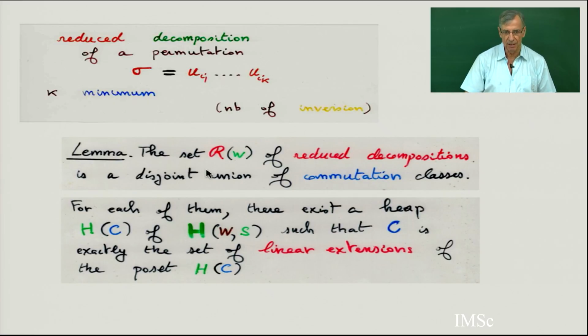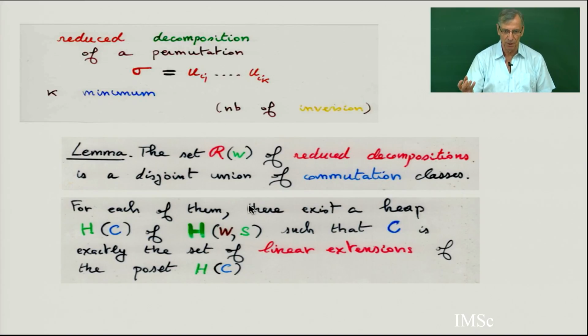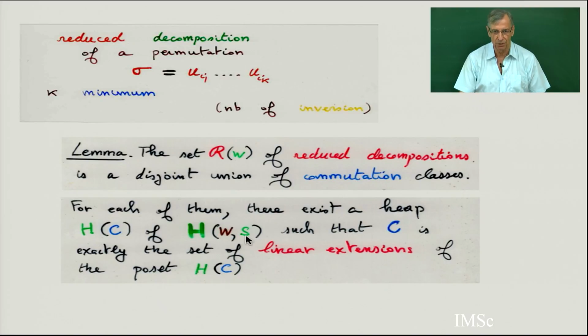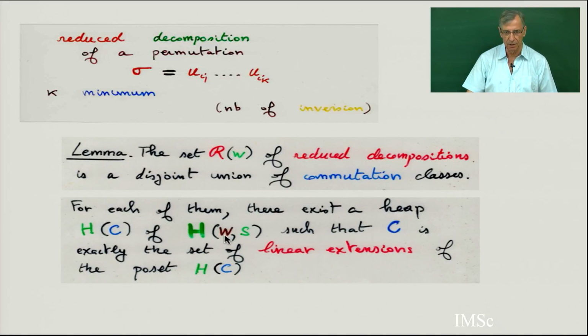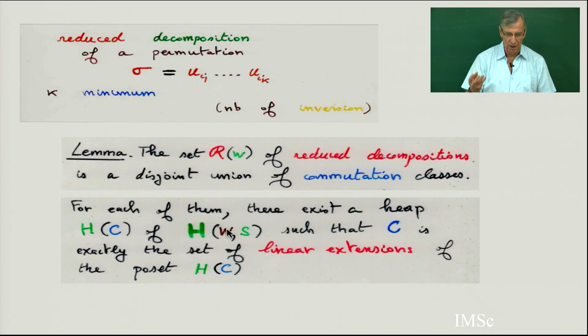And then we have seen that the set of all reduced decompositions in any Coxeter group is in fact a disjoint union of commutation classes. For each of these commutation classes, there is a heap associated with the commutation class. S is a set of generators, W is a Coxeter group. And for each of these heaps, the set of linear extensions is exactly the set of all reduced decompositions associated to the heap.